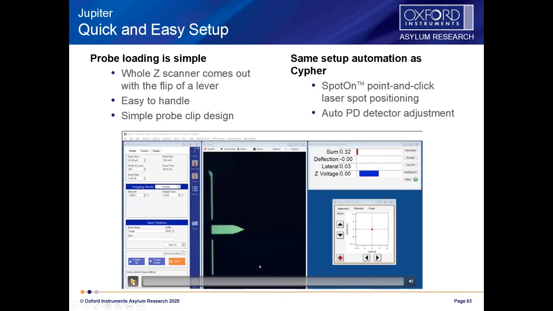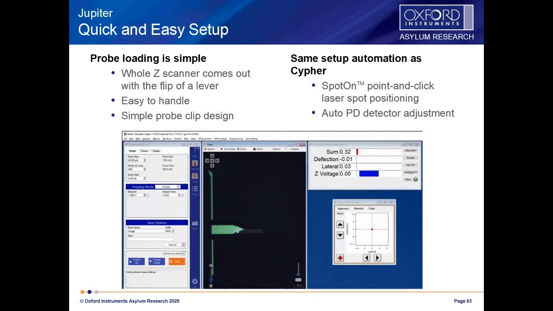So I'm going to play a little video that shows how you perform laser alignment on Jupiter. Both the laser and detector alignment are motorized, as shown in the video, and this will save you several minutes every time you walk up to the instrument to make AFM measurements. So you should definitely take advantage of this automation that's available in the instrument. So, moving on to the next slide.